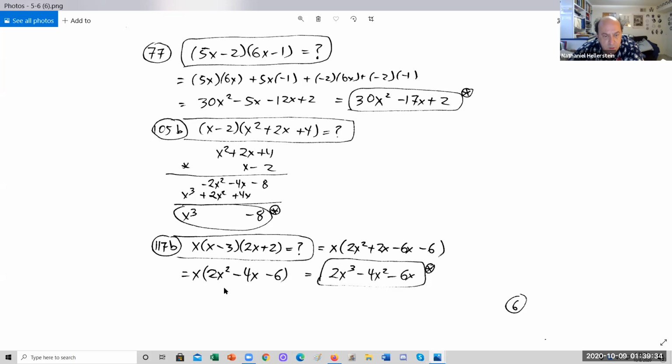This we distribute. x times 2x squared is 2x cubed. x times minus 4x is minus 4x squared. And x times minus 6 is minus 6x. So there it is.